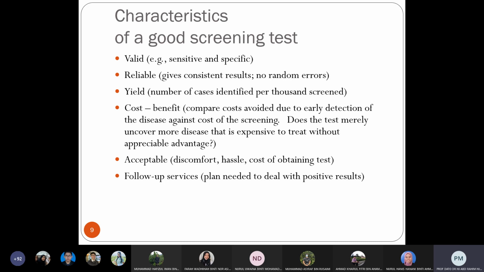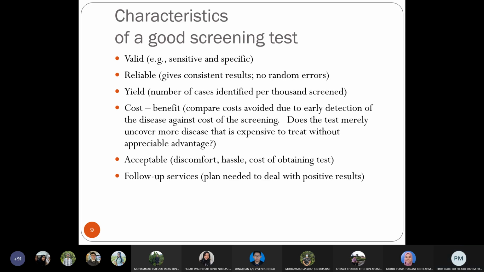Like the digital BP set that we use, which uses a battery. I'm very confident that if I put it on myself, I'm very confident of the result. There might be a slight error only, maybe 5 mm more or less. It cannot be such a big drastic difference. So it's reliable. Yield: number of cases identified per thousand screened. Whenever we use this throughout, it is good. There is no complaint. It is quite consistent in numbers.